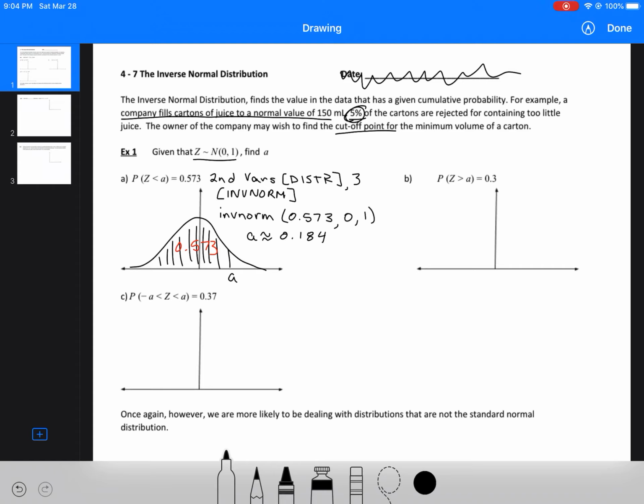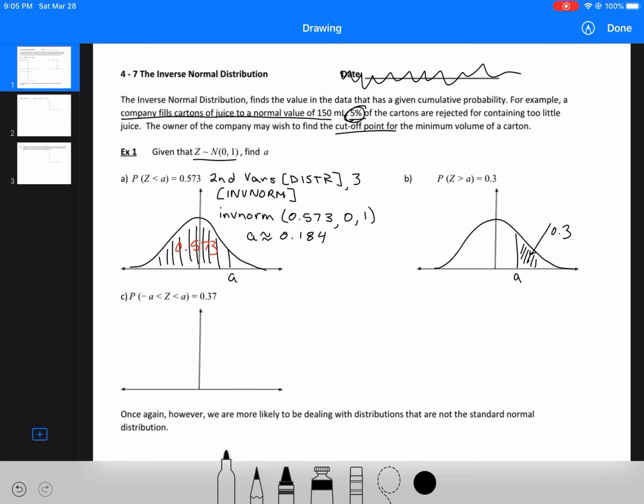Let's look at another example. Now we've got the opposite. The probability that Z is greater than A is 0.3. So now we have the same normal shaped curve. We still have A, and now we're looking at this area being equal to 0.13.